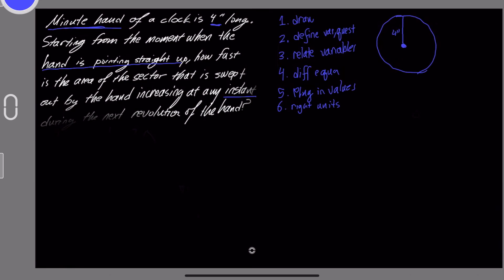So what do we want to know? Well, the question is asking us, how fast is the area of the sector that is swept out by the hand increasing at any instant? So we can imagine that our minute hand is moving clockwise. Let's say it moves down to here, and it forms an angle there, and the area that it has been swept through, we define as the area that has been swept. All right, perfect.